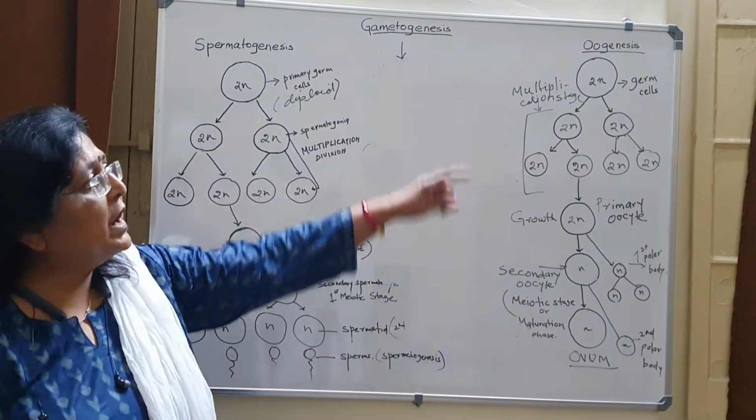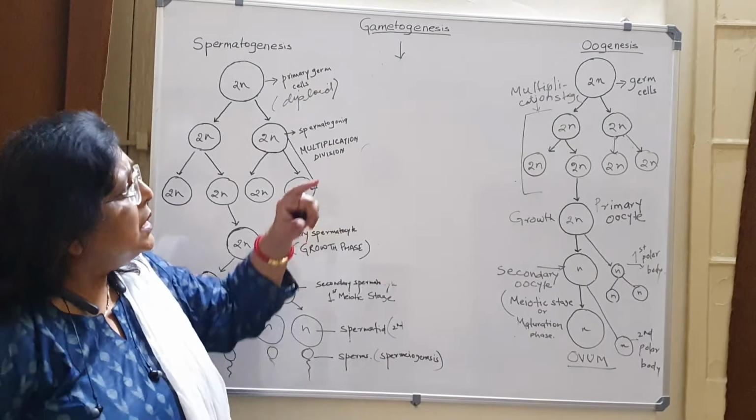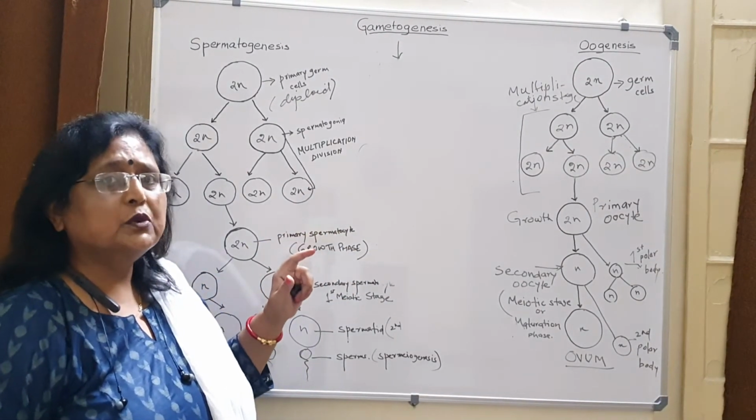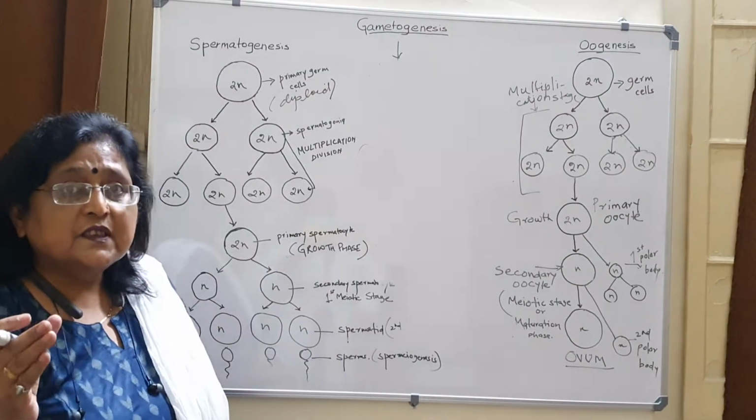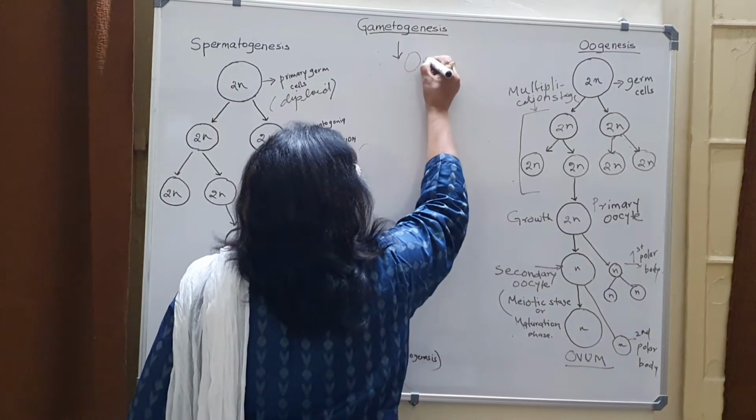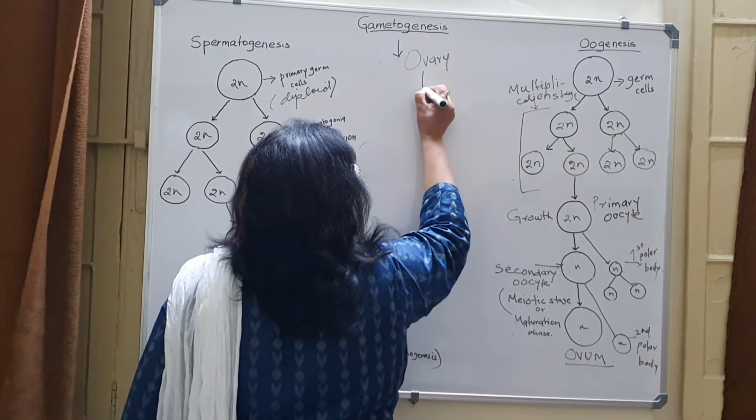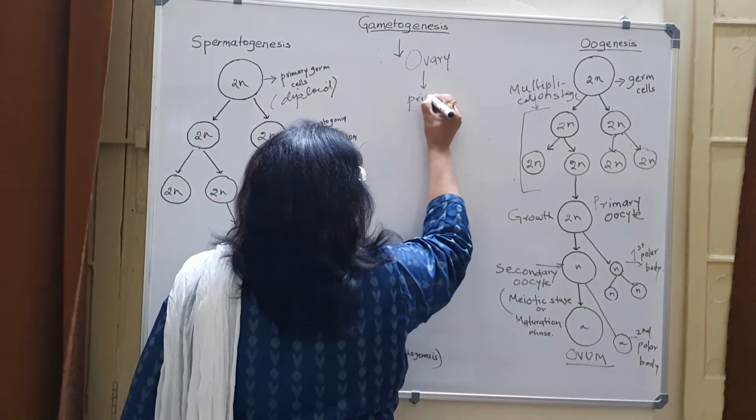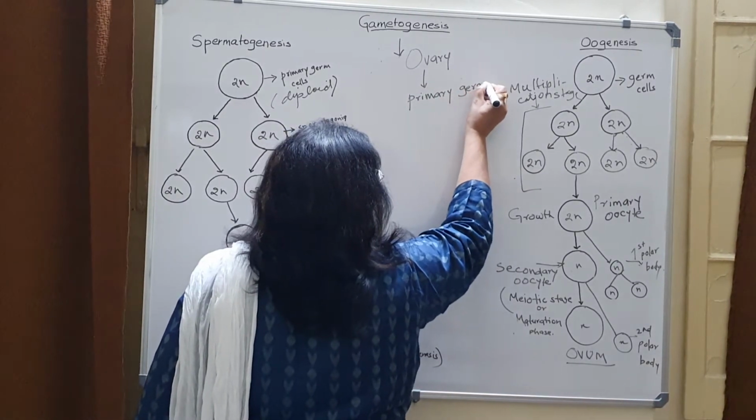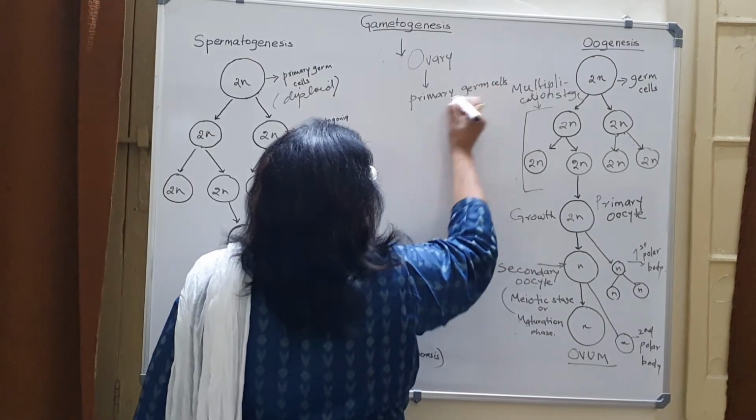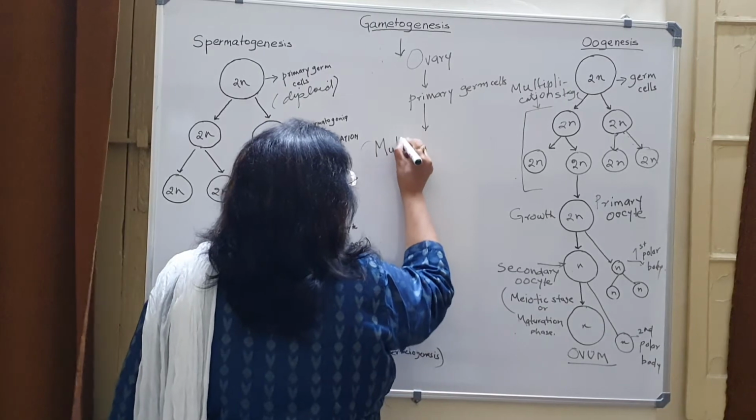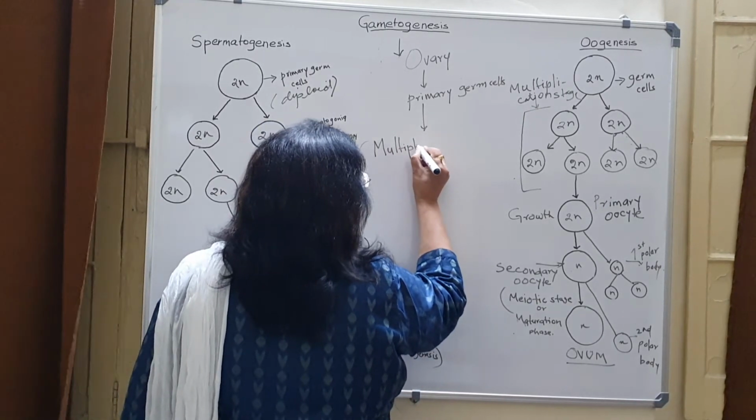Now let us look at oogenesis. The initial process of oogenesis is the same as it is in spermatogenesis. Where will oogenesis take place? It will take place in the ovary, and the cells of the ovary will be the primary germ cells. These primary germ cells will undergo the multiplication stage.